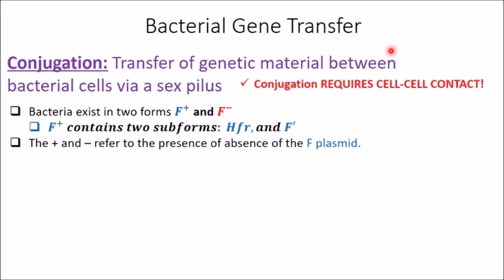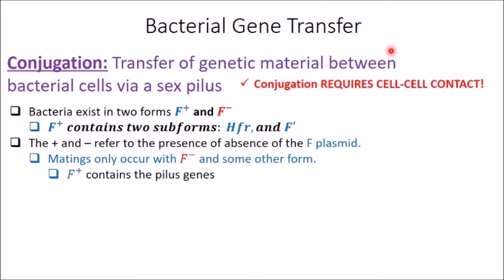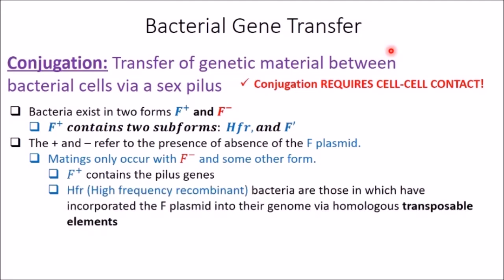If you're F+, you can form a sex pilus. If you're F-, you can't. Matings only occur between F+ and F-. Okay, so the F- is considered the female, and the F+ is considered the male. The pilus is very much like a penis. Okay, it's different from human genetics, though. So again, F+ contains the pilus genes.